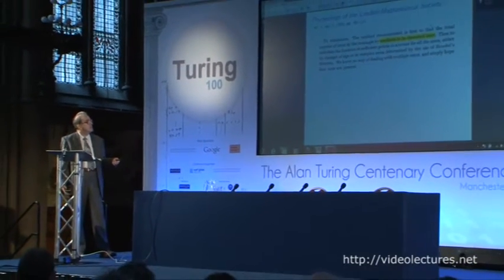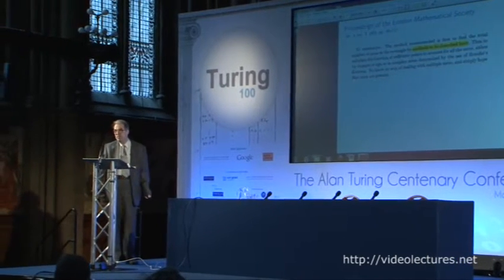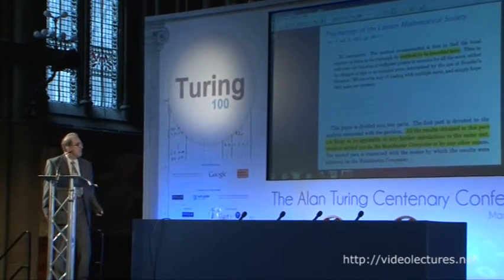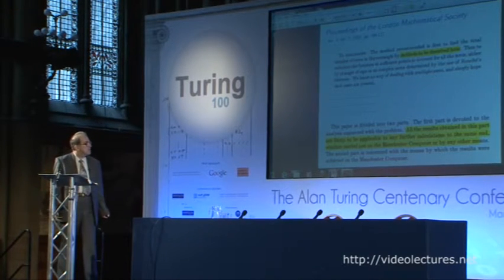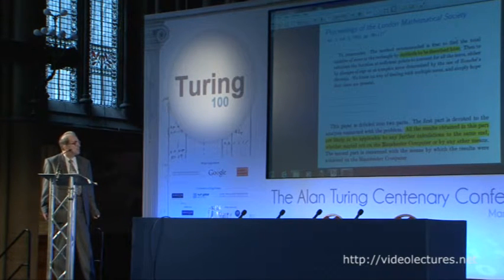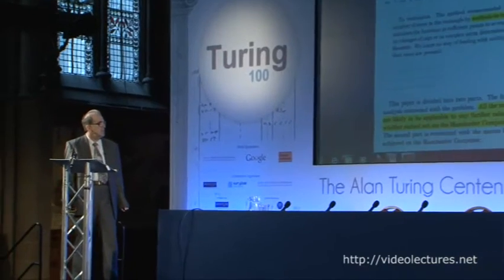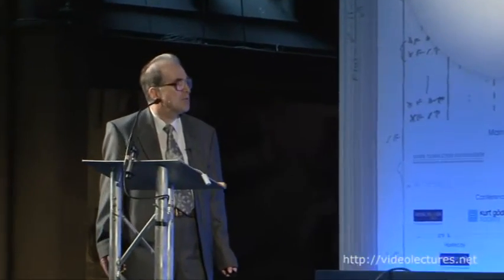In the first part of his paper, Turing describes this technique. But what was new in what he did? He introduced a new method to calculate N of t, very different from what I mentioned before. And then he adds, the paper is divided into two parts. The first part is devoted to the analysis connected with the problem. All the results obtained in this part are likely to be applicable to any further calculations to the same end, whether carried out on the Manchester computer or by other means. And it is really true, and Turing's method is used up to now. And now I will try to briefly outline what was the new important idea of Turing.